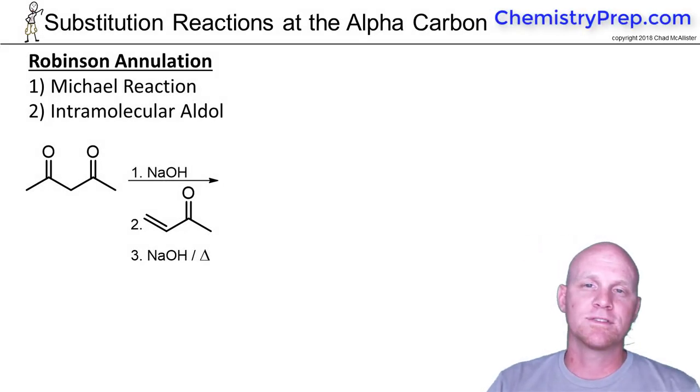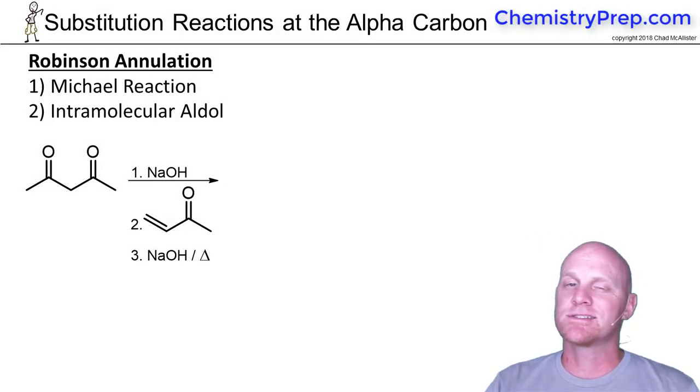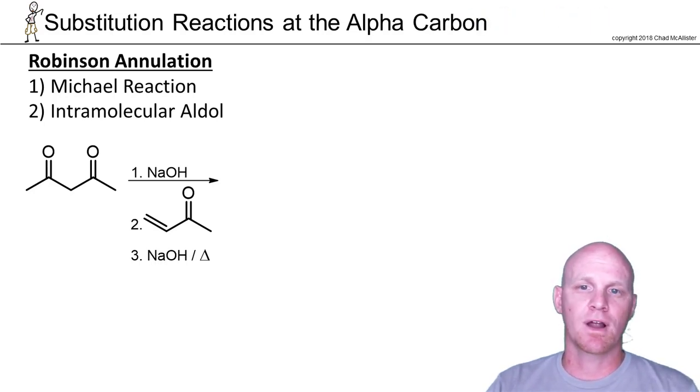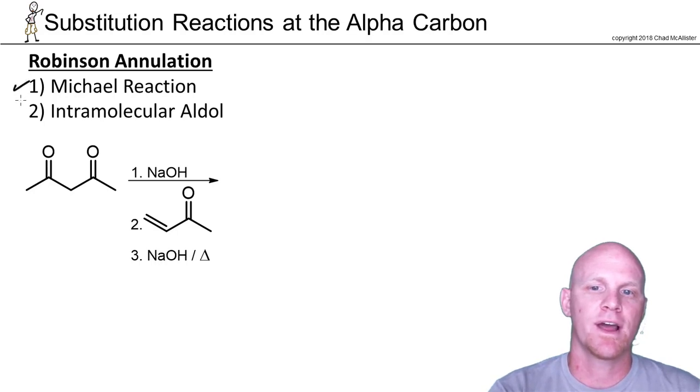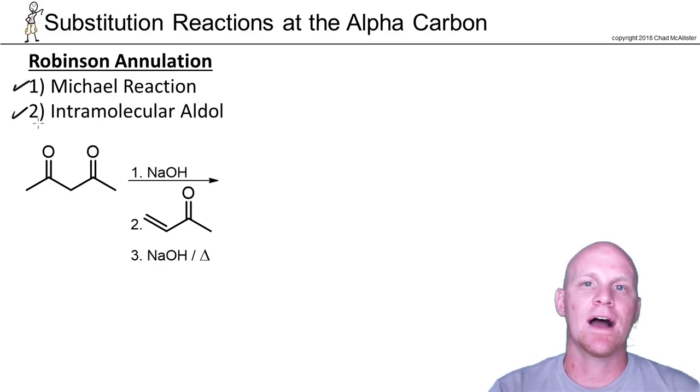So now we'll talk about the Robinson annulation. This is a reaction that some classes might omit, but I would venture to say more than half the classes are probably still going to see this reaction. It's a combination of two reactions already seen, so it's not going to be anything new from this chapter, but it is a Michael reaction followed by an intramolecular aldol reaction.